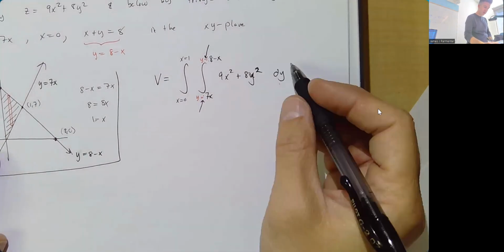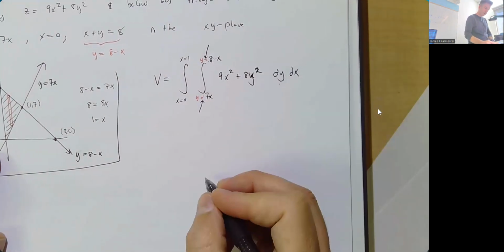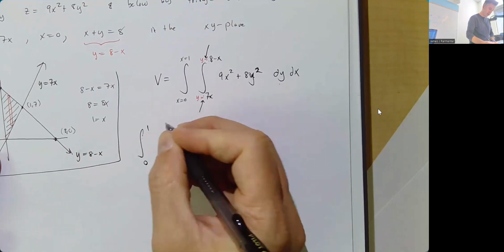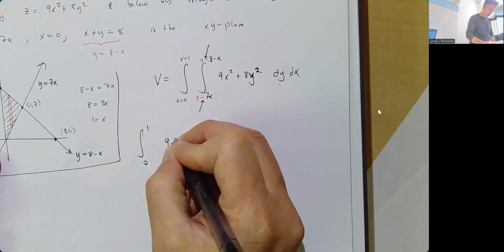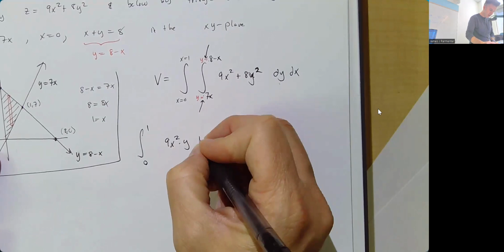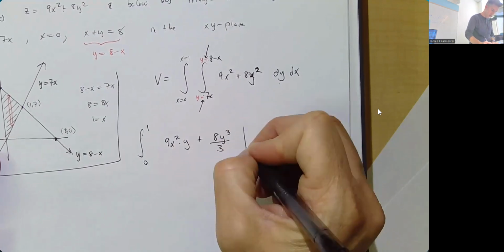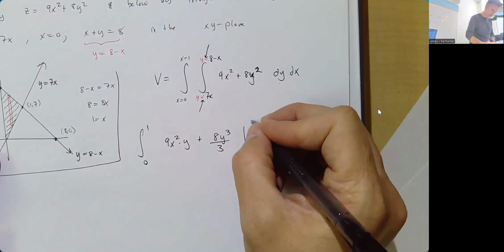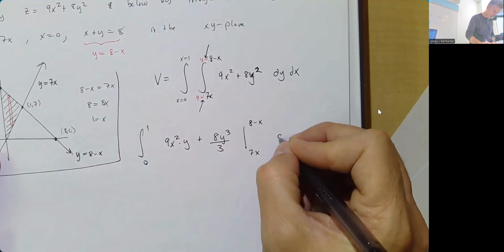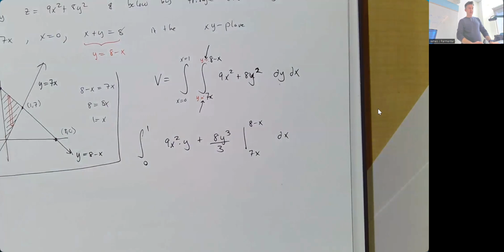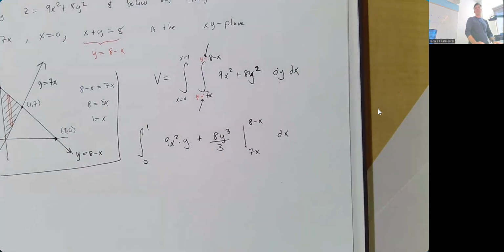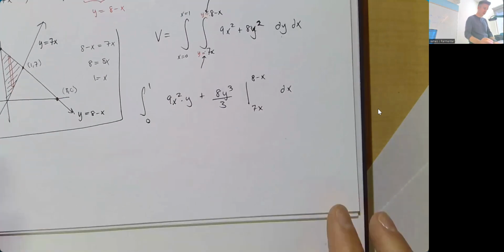Let's see, integrating this with respect to y first, we're going to get 9x squared times y plus 8y cubed over 3, from y equals 7x to y equals 8 minus x. It would have been nice if that had been a 9y cubed instead of an 8y, or sorry, a 9y squared instead of an 8y squared, but it's not, so such is life.